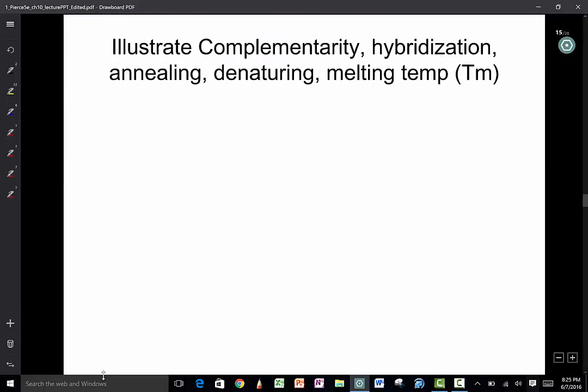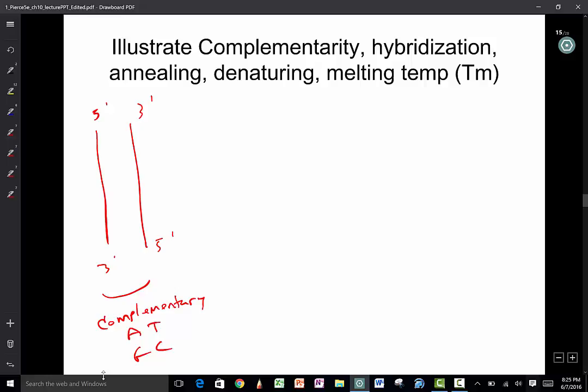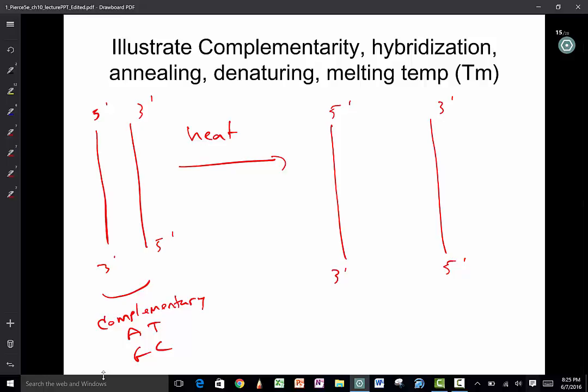So DNA has a 5' end and a 3' end, and it's double-stranded, and it's anti-parallel. And the two strands are complementary, meaning they have complementary sequence, meaning that A pairs with T and G pairs with C. We can heat this up or unwind it in other ways, like an enzyme might unwind it. But the idea is that you can unwind this double helix by heat, and then you can cool it down and it'll go back together.